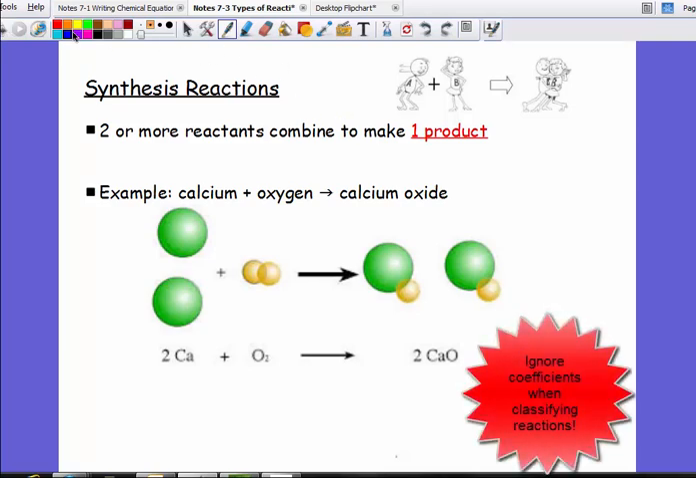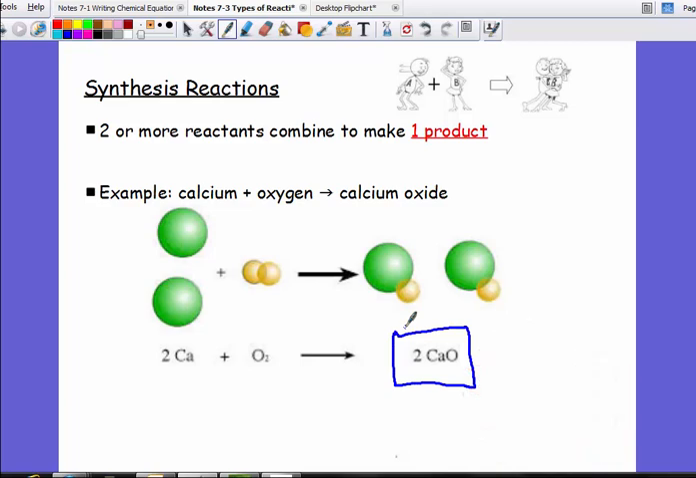So when I'm saying that it only makes one product, what I'm looking for is the fact that there are no pluses over on the right side. There's only one type of chemical substance in the product side.